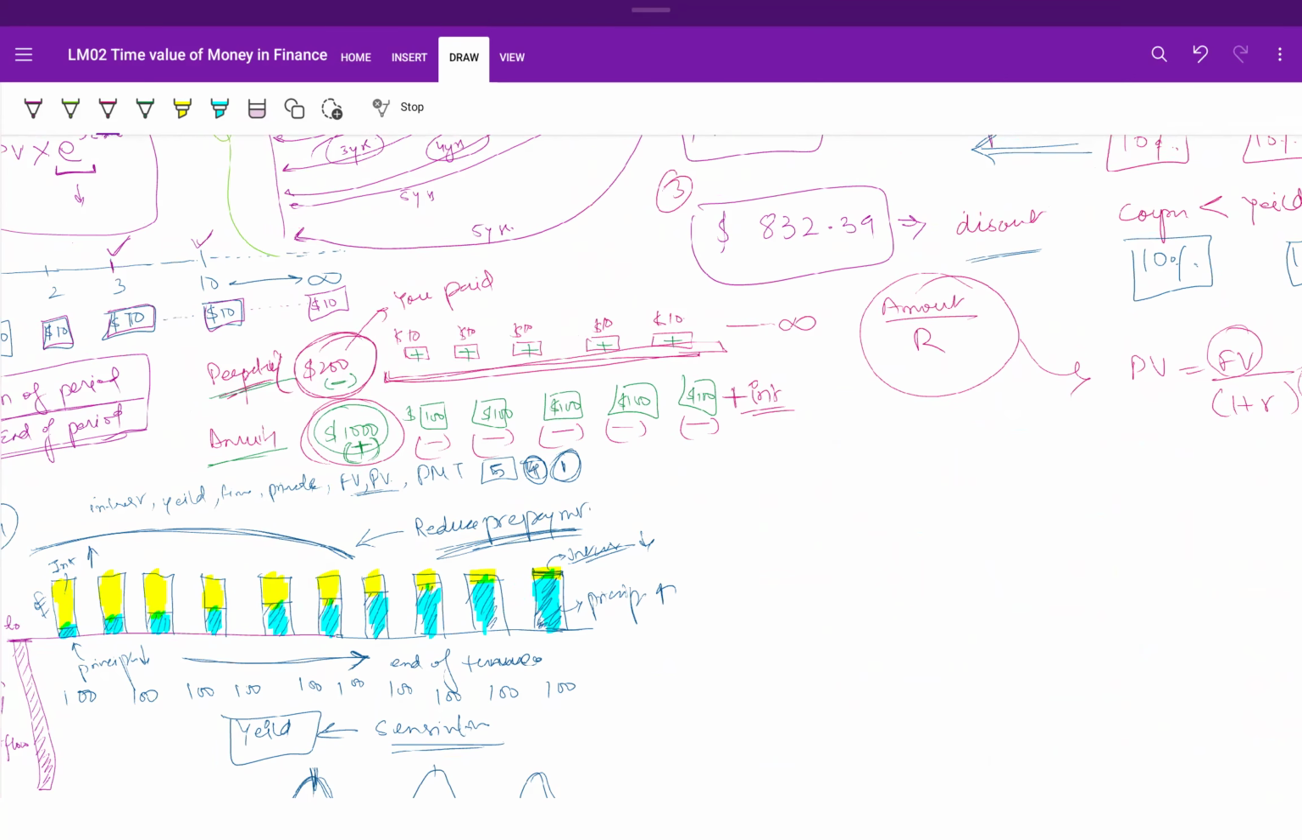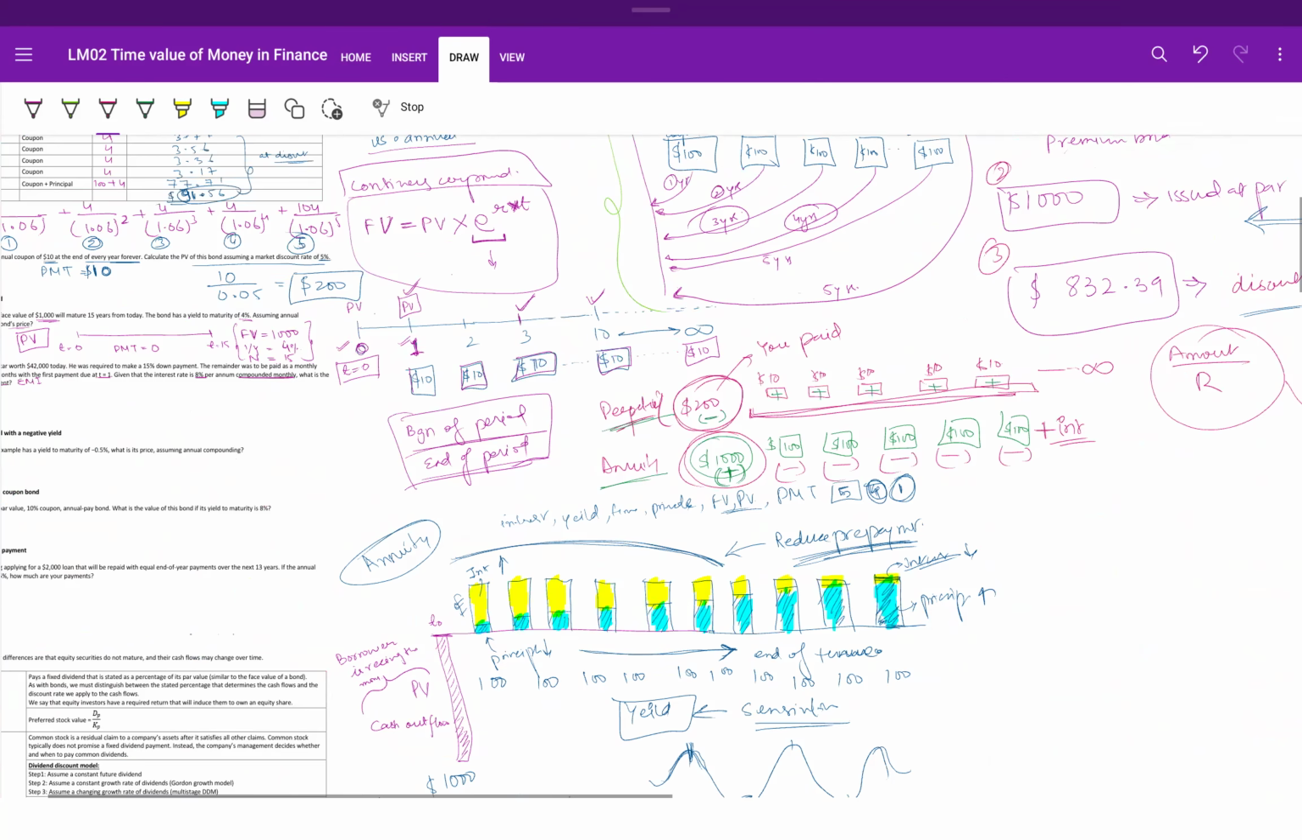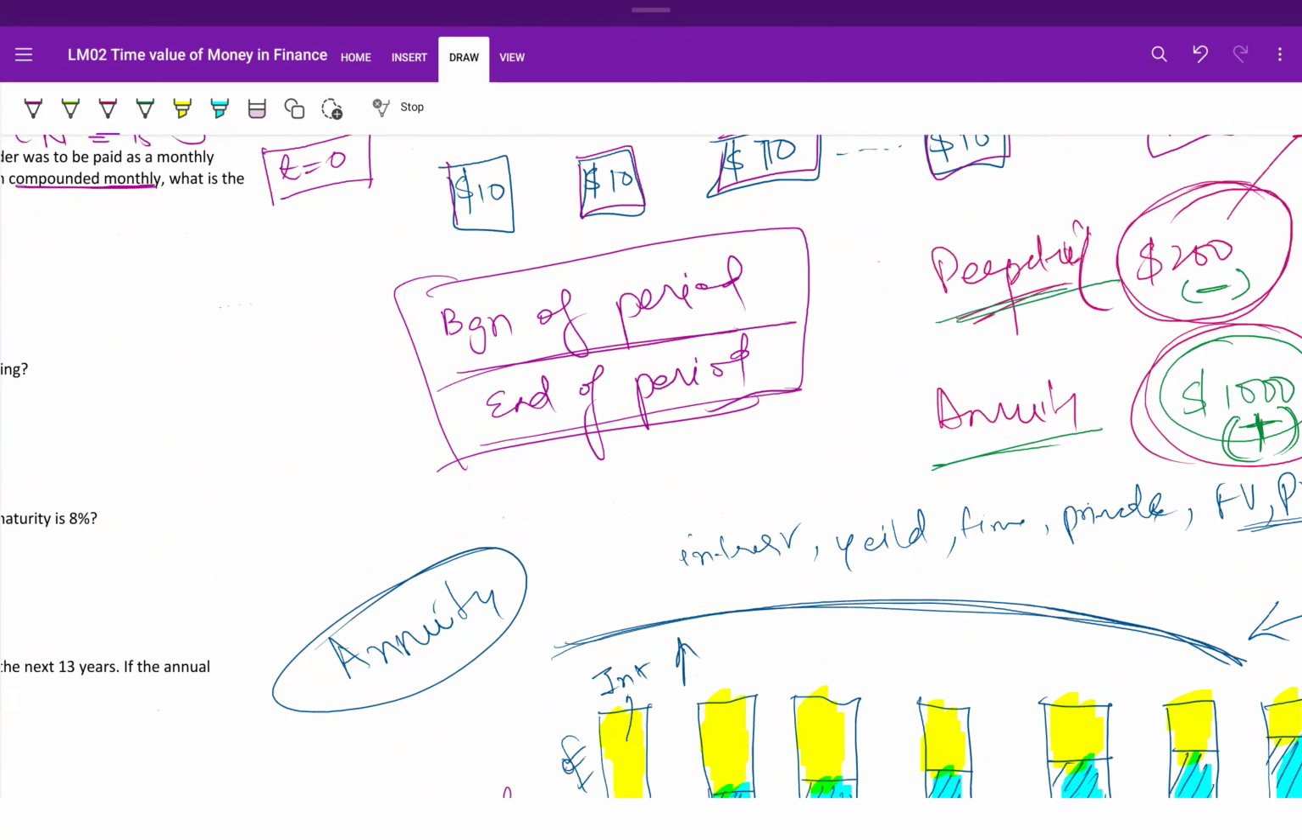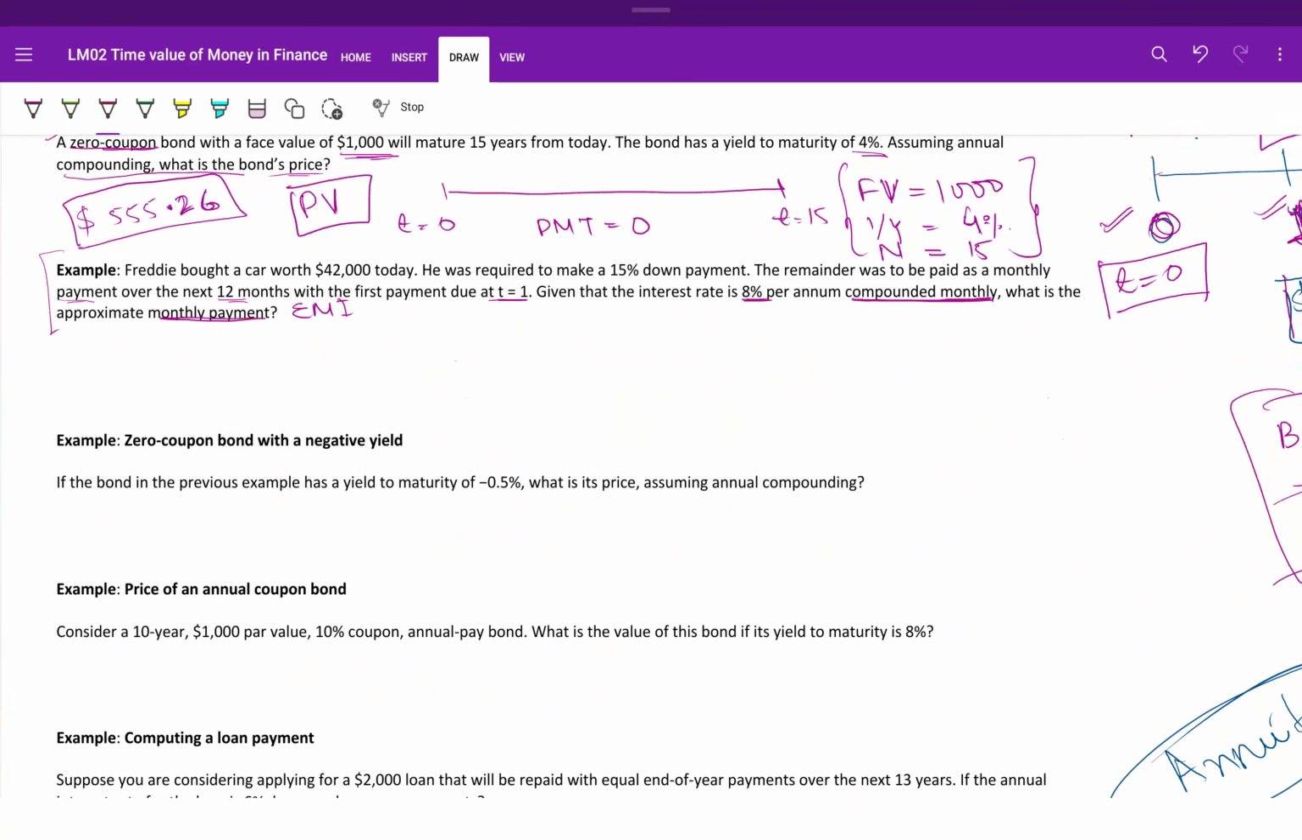Okay, so let's do our question. Freddy bought a car for $42,000, and now we have to calculate the EMI. 42,000 is the worth of the car. He has made a down payment of 15%.